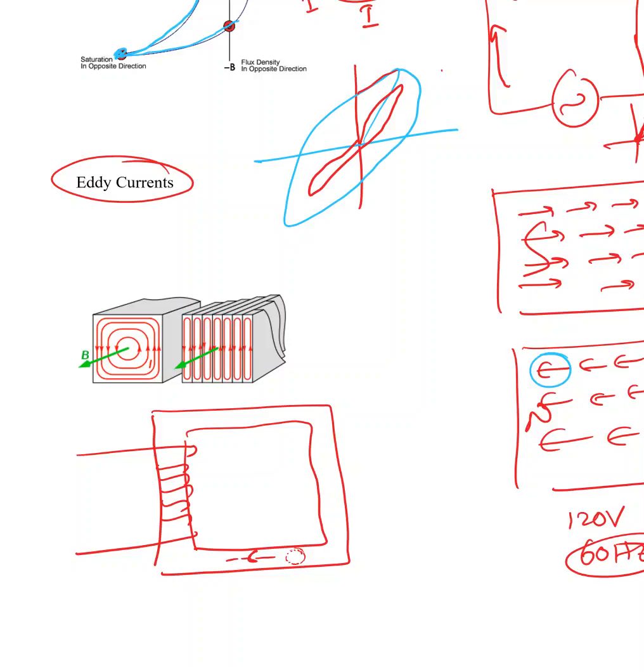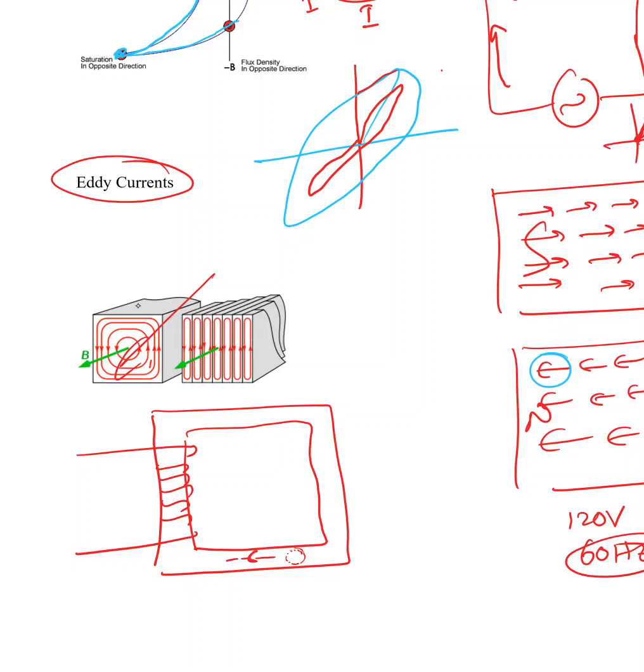Those currents created in the core where we don't need them are called eddy currents. Here the magnetic field is going or coming out of the screen, and there are loops of currents in that core. How do we minimize those currents? We minimize these currents by laminating the core. Instead of one big slice, we make small slices. When we make small slices, there is a small amount of current.